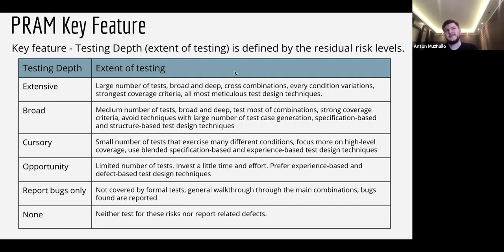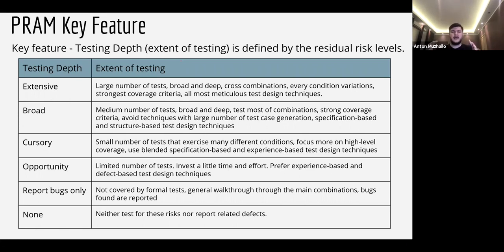This table, they have their own template for this, but you can create it by yourself. So I did it here for you. In case the testing depth is extensive, I can have certain combinations here. For broad, I have a different recommendation. For cursory, I have a different one. For example, some kind of features, right? You remember, it was said not being tested. What does it mean? It means that the testing depth could be report bugs only, which means it's not covered by formal tests, but still it requires a general walkthrough through the main combinations. If we find bugs, we report bugs. And there is even a non-testing depth, which means that we neither test for these risks nor report related defects. So we don't even report such defects if we find them.